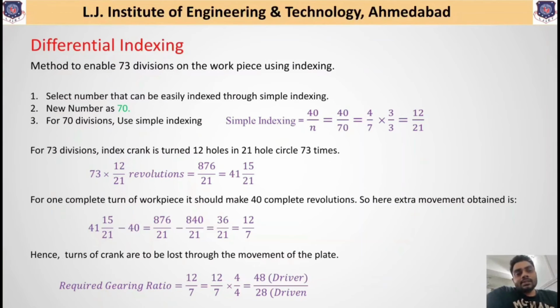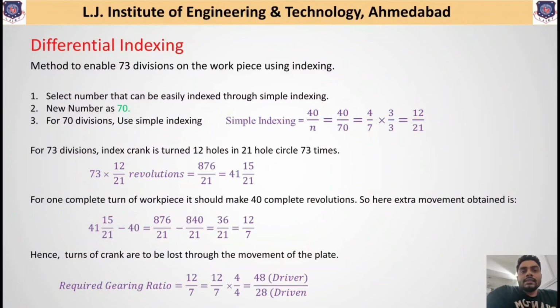So the interpretation of 12 by 7 can be obtained from the simple compound indexing method, and the gearing ratio can be obtained from the extra movement that is obtained from this calculation. And from this, try to convert this gearing ratio to the available standard gears, and these are arranged as a driver and driven gear in the universal dividing assembly. So these are the simple steps to solve the example given in the case of differential indexing.